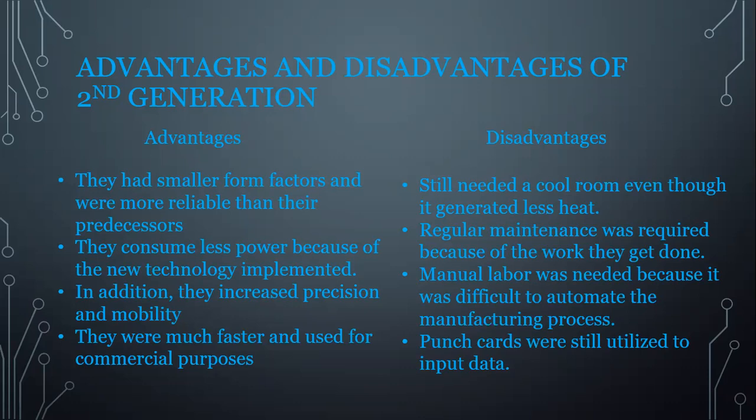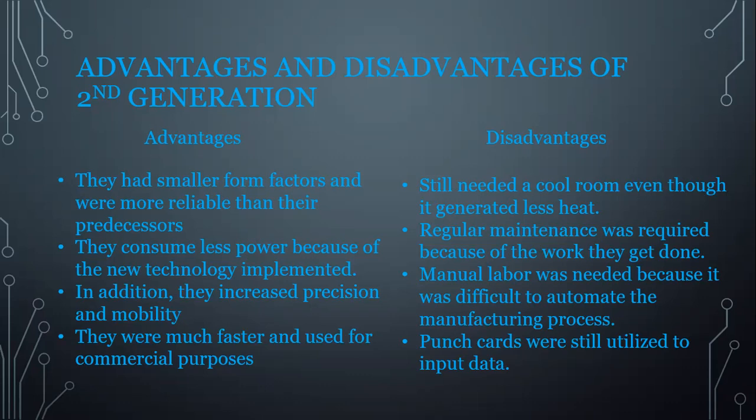And this would cause the room to be hot and so on. So as the technology advanced, they came up with more ideas to consume less power and generate less heat. In addition, they increased precision and mobility. Now, they also made it much faster and it was used for commercial purposes.